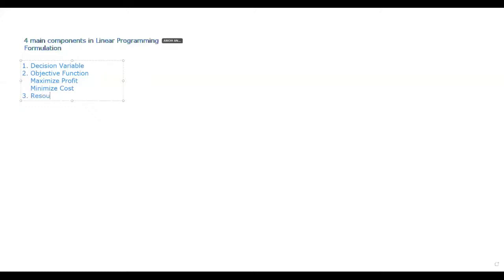The third one has to do with resource constraints, or just the constraints. So there we have land, labor, budget, capital, material, and the rest. You get it? And the fourth one is non-negativity constraints.